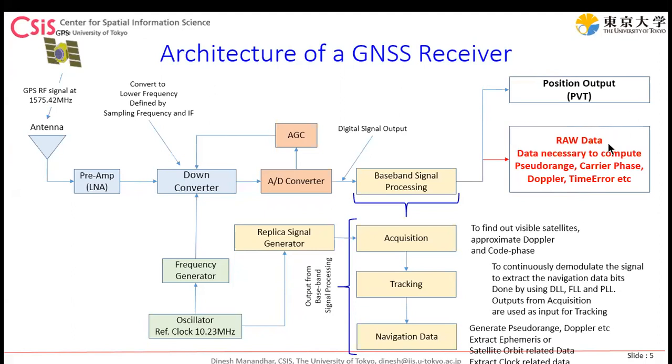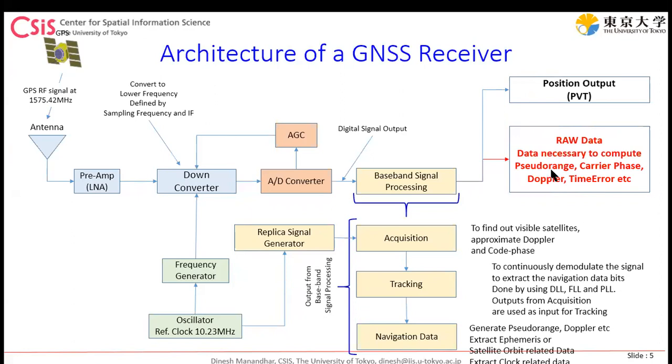But these raw data are output only by some specific receivers. Normally, those receivers which are used for survey, because you need to do some error corrections, like RTK or PPP or other differential corrections and so on. So you need the raw data to do those processes. But the raw data that we are going to talk about today is not even pseudo range. It's even before the pseudo range.